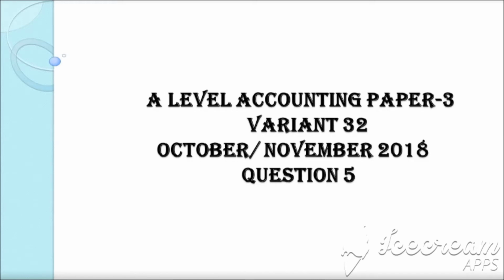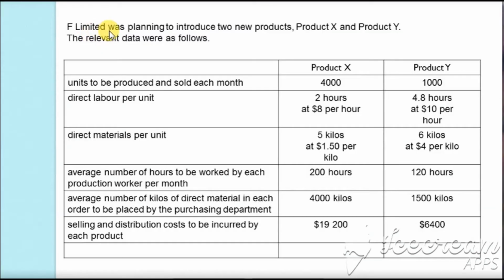In this video, we are going to do an A-level question from paper 3, variant 32, October-November 2018, question 5, based on costing. The question states that F Limited was planning to introduce two new products, Product X and Product Y. The relevant data were as follows for Product X and Product Y.